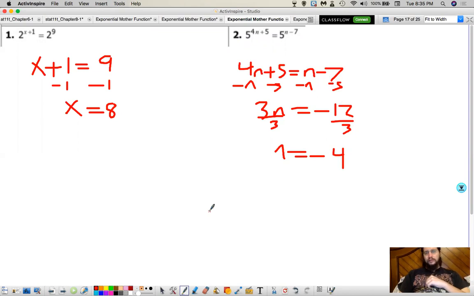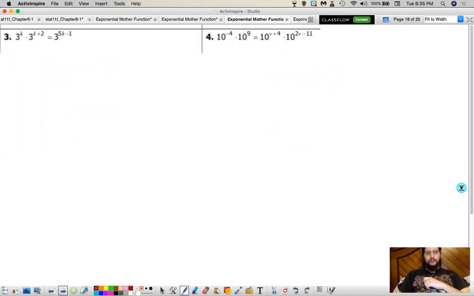Okay, not too terrible. Let's check the next one. Okay, now we got some stuff going on. I have 2 bases over here. We can't have 2 bases. Whenever we multiply with the same base, what do we actually do? We add our exponents. So 3 to the k times 3 to the k plus 2 is actually 3 to the k plus 2. Well, I'll just write it out. K plus k plus 2.